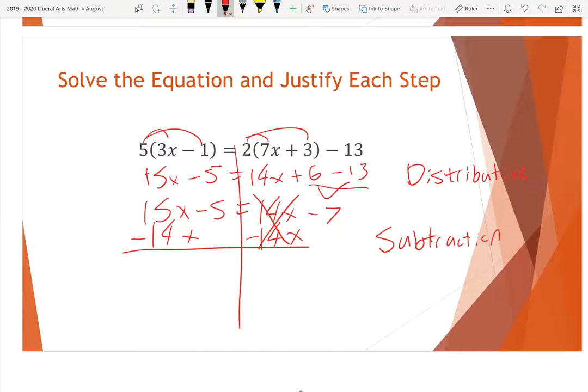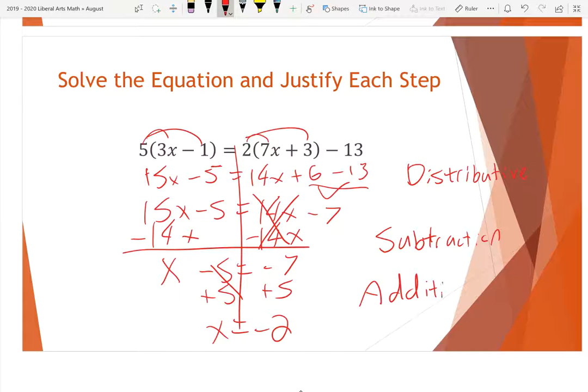That leaves me 15x minus 14x, which is going to be 1x. I'm going to bring down the minus 5 and I'm going to bring down the minus 7. Now, I'm going to add the 5 to both sides so I can get x equal to negative 2. Because I added on both sides, that's the addition property of equality.